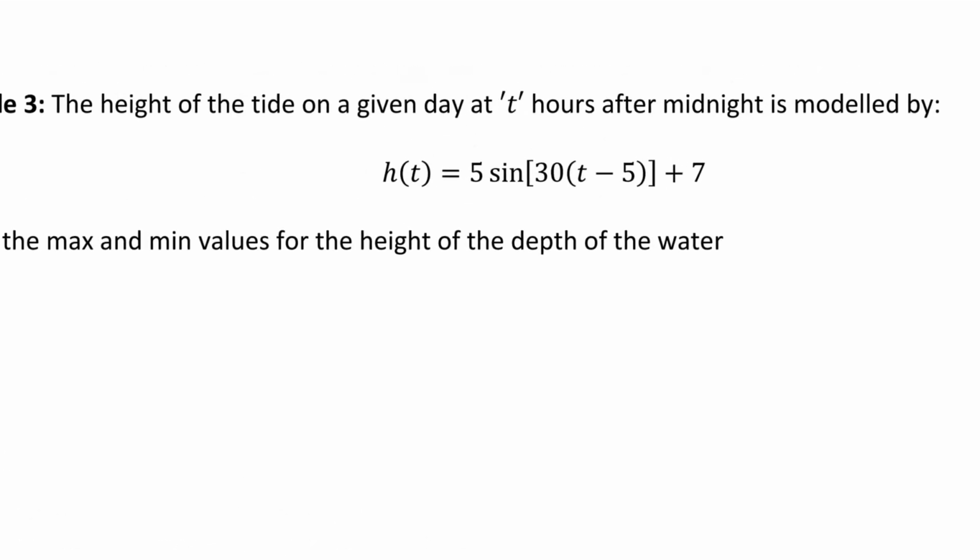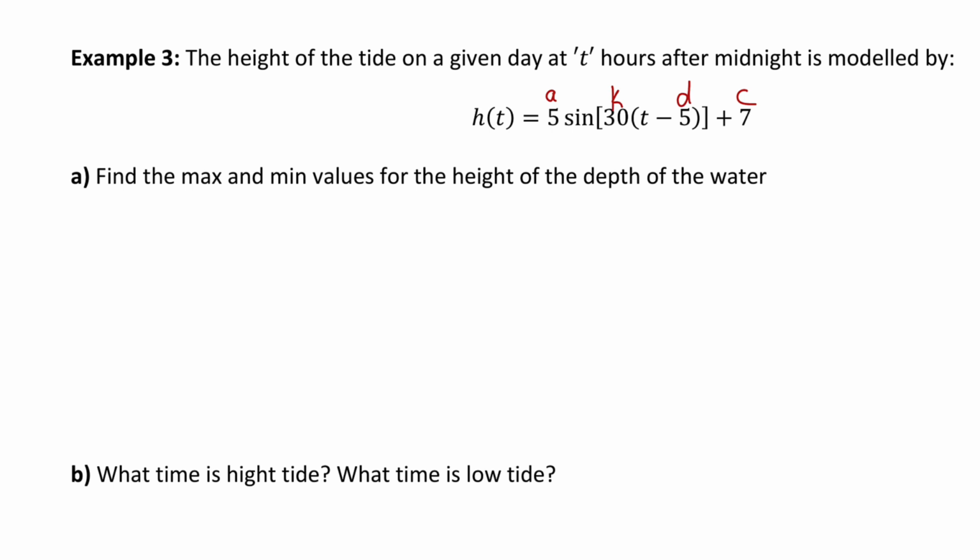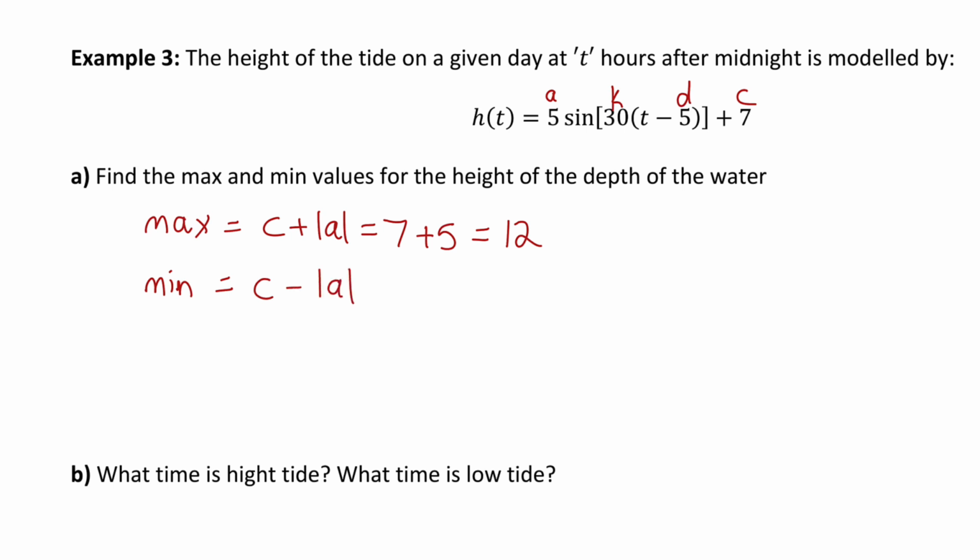Well, in this transformed sine function, I have my a, k, d, and c parameters that transform the function. I know if I want the max height of the water, I can just take my c value and add the amplitude, which is the absolute value of a. So in this question, that'd be 7 plus 5, which is 12. And I'm not sure what units the height is in. It might be meters, but it doesn't say in the question, so we won't assume. The min height I can get by doing c minus the amplitude, which is the absolute value of a. So 7 minus 5, which is 2. The shallowest the water is 2, and the deepest is 12.